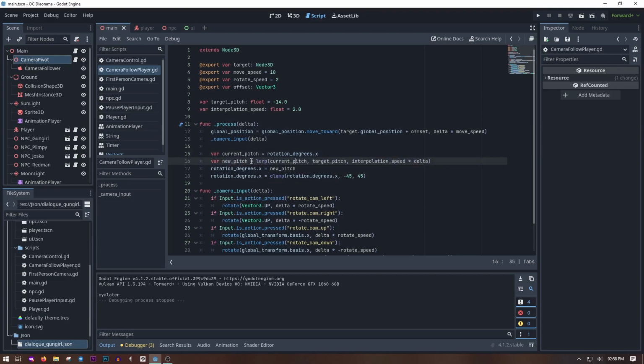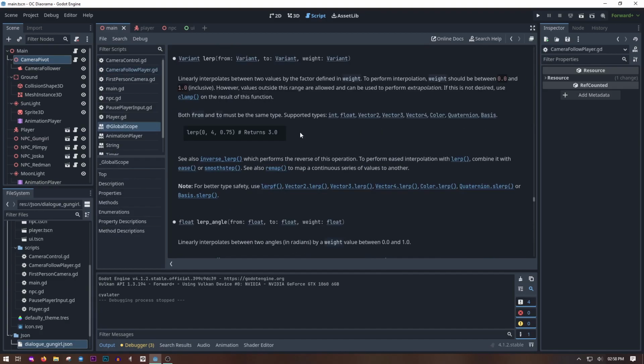Like, the new pitch equals. An equal sign doesn't mean they're checking if it's equal to. A double equal sign means they're checking if it is equal to this, but an equal sign by itself means we are making it so. So the new pitch is going to be a lerp angle, which I guess requires something in a, you know, what? We can control this.